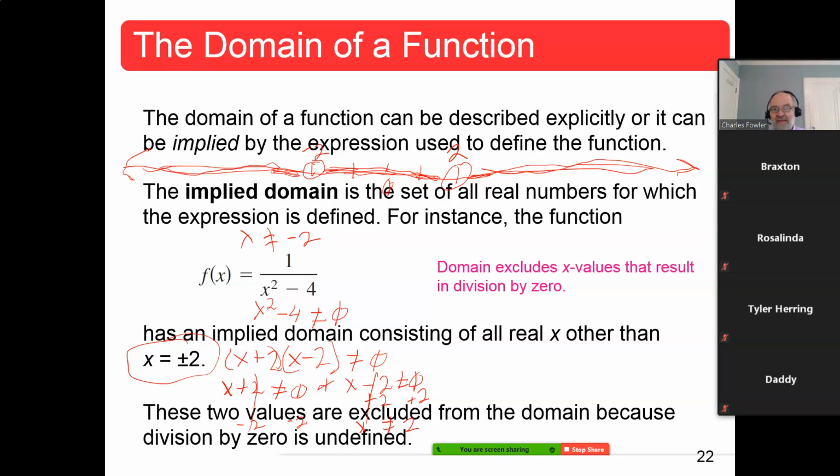Now, we're talking about the domain of a function, and these are implied domains anytime you have values like here where you have to restrict your values for x. And here the only two restrictions are that x can't be negative 2 or positive 2, because both of those would make your denominator 0, and we can never ever divide by 0. Any questions on that?